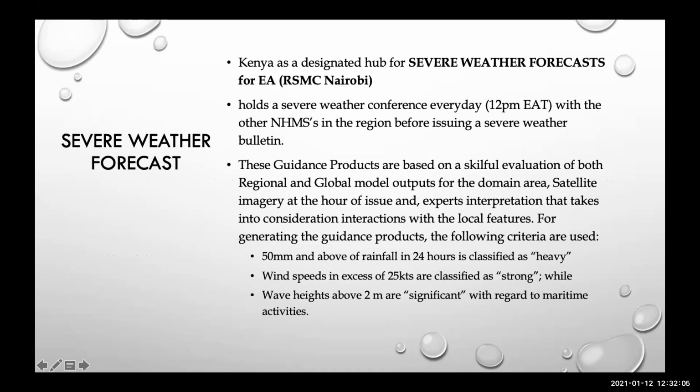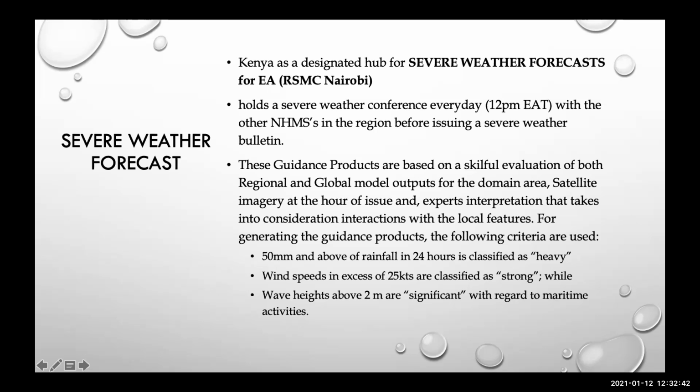With this, KMD is the RSMC for Nairobi, for East Africa, the Regional Specialized Meteorological Center, where we are able to look at extreme events which are very likely in the coming 5 days. The period is between 1 to 5 days. So every day at 12 o'clock, we have a severe weather conference for the whole of East Africa. And my colleagues who always attend this conference, we have Ezekiel from Burundi and others. They are also here.